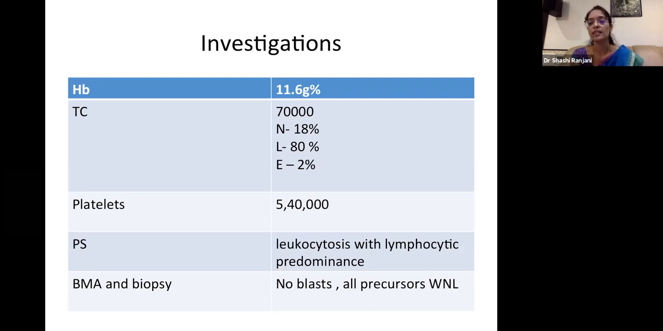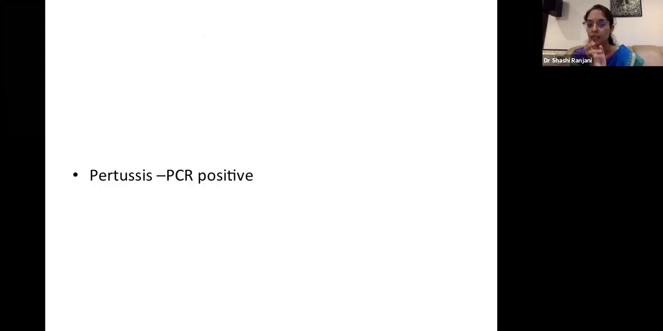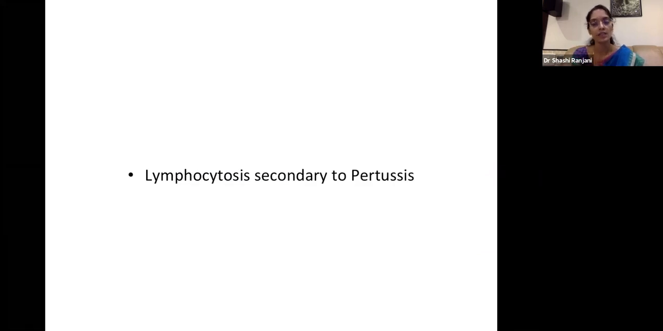So what is causing this high total count in this child? Because there was a history of cough and the child was partially immunized, we went ahead and did the PCR for pertussis and it was positive. So this child actually had lymphocytosis secondary to pertussis. And why does pertussis cause lymphocytosis? It is known that the pertussis toxin causes increased production of lymphocytes, and it also causes the lymphocytes to stay in the blood vessel. So that causes lymphocytosis.